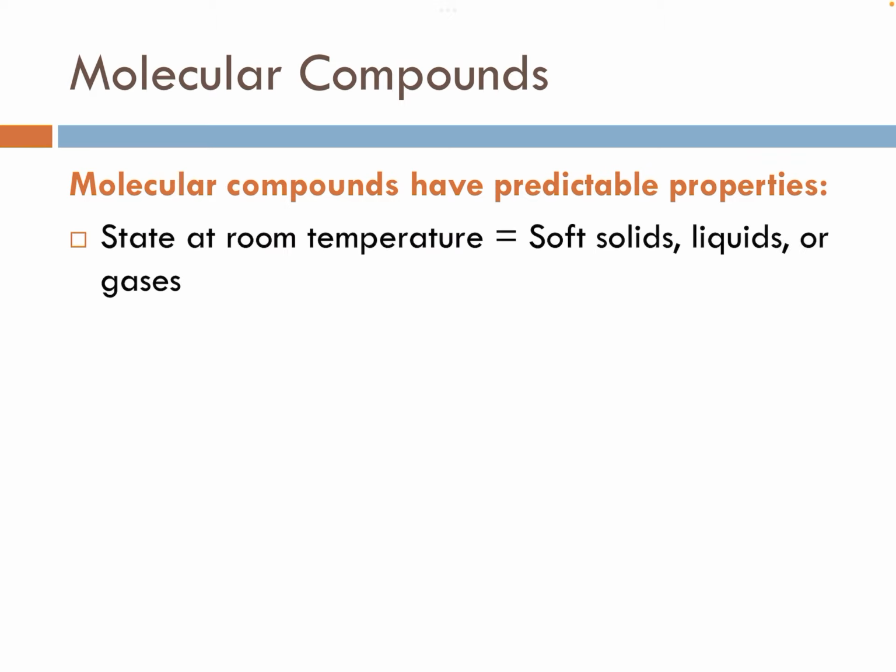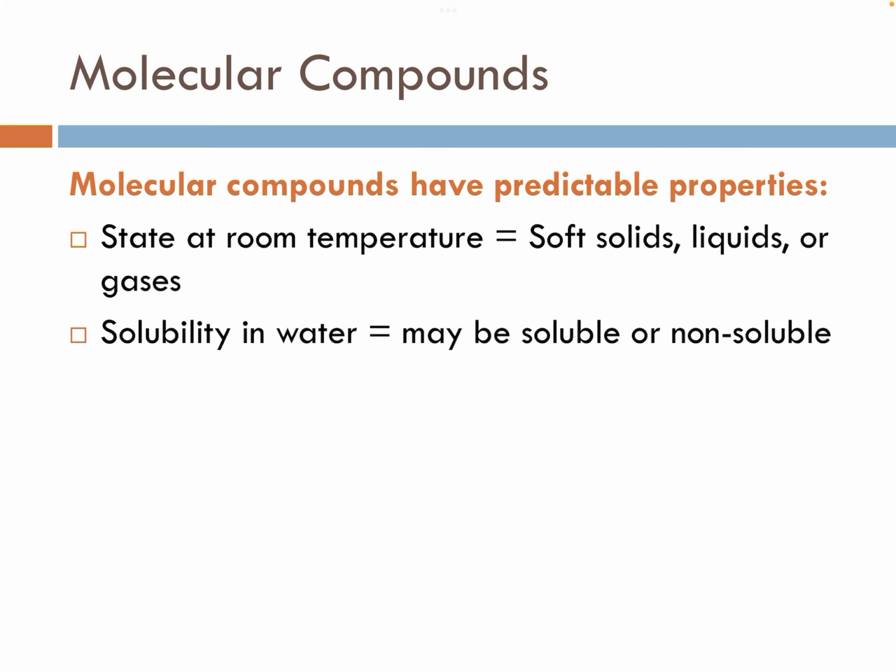So the state of molecular compounds tends to be soft solids, liquids, or gases at room temperature, unlike ionic compounds, right, which tend to be those hard, brittle crystals like salt. Molecular compounds are softer solids, liquids, gases. Solubility in water, they can be soluble or non-soluble. What it comes down to is their polarity. We'll look at that in this video.